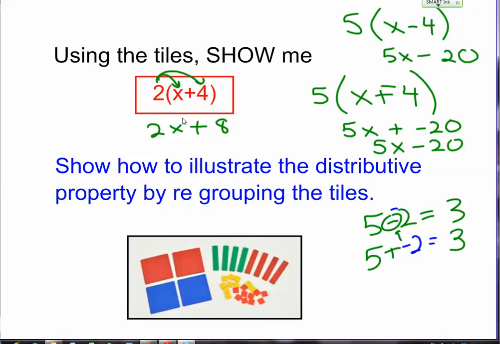And then I had you use tiles and show me 2 groups of x plus 4, and you guys did get 2x plus 8. And then we talked about with negative numbers, if I have 5 groups of x minus 4, remember x minus 4 is the same thing as x plus a negative 4. So you can do this in 2 ways. You can simply distribute and multiply. Multiplication over subtraction, 5 times x is 5x. Bring down the subtraction sign, and 5 times 4 is 20. Or you can think of this as 5 groups of x plus a negative 4, and you get the same answer. That's 5 x's plus a negative 20, and 5x plus a negative 20 is 5x minus 20. Same answer here, same answer here.